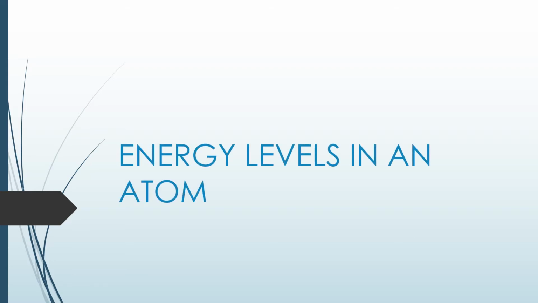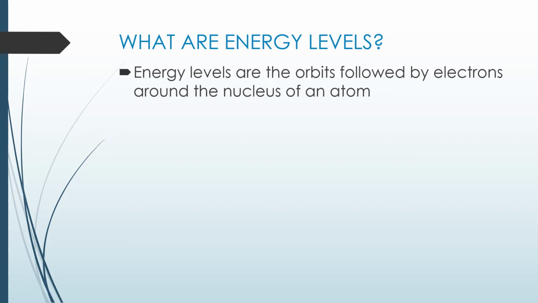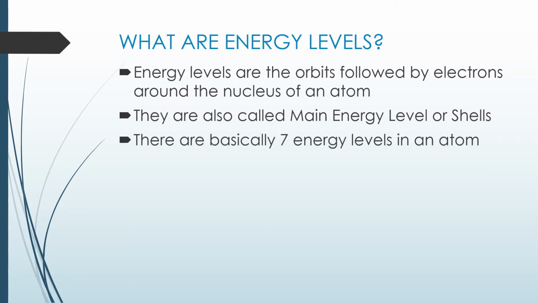We will talk about the energy levels in an atom. So what are energy levels? Energy levels are the orbits followed by electrons around the nucleus of an atom. In the latest model, these orbits appear as clouds of electrons. They are also called the main energy level or the shells.